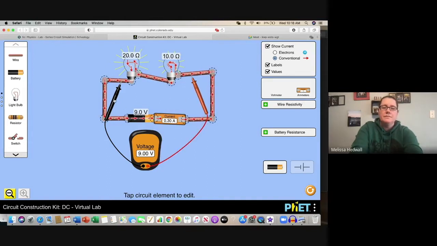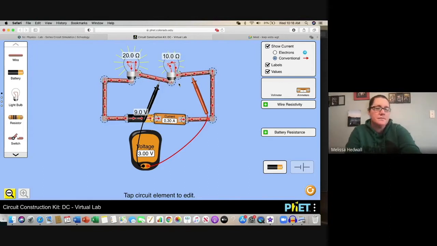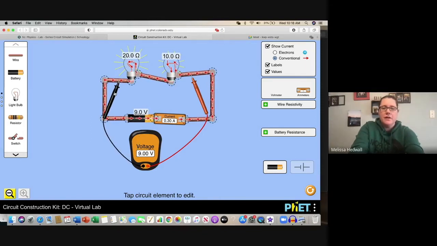I move over here. I've got 3 volts for this bulb. The bulb on the right, the 10 ohm bulb, is 3 volts here. And if I go across both of them, it's the whole 9 volts that happen to be coming from the battery. So the 10 ohm bulb has a 3 volt drop. The 20 ohm bulb has a 6 volt drop. The larger the resistance, the more voltage it'll use up.